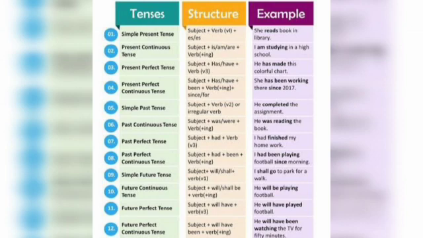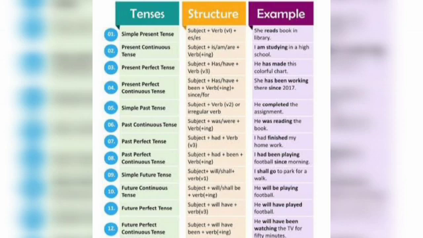The eighth type is past perfect continuous tense. It is used to show an action that had been going on before another time in the past. Its structure includes subject plus had plus been plus verb first form plus ing plus object. For example, I had been playing football since morning.